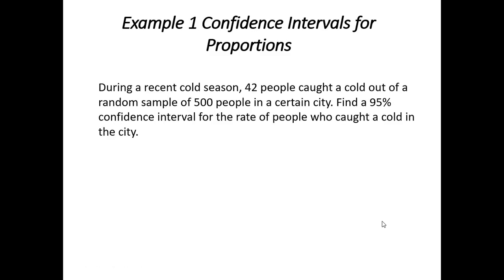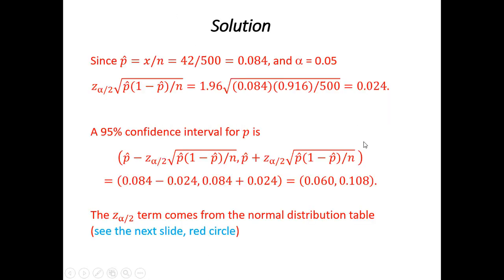In our first example, let's suppose that we know during a recent cold season, 42 people caught a cold out of a random sample of 500 in a certain city. We're asked to find a 95% confidence interval for the rate of people who caught a cold in the city. So here's the solution. We begin by calculating p hat. p hat is the number of successes over n. 42 over 500. Expressed as a decimal, we get 0.084. We're given alpha is 0.05.